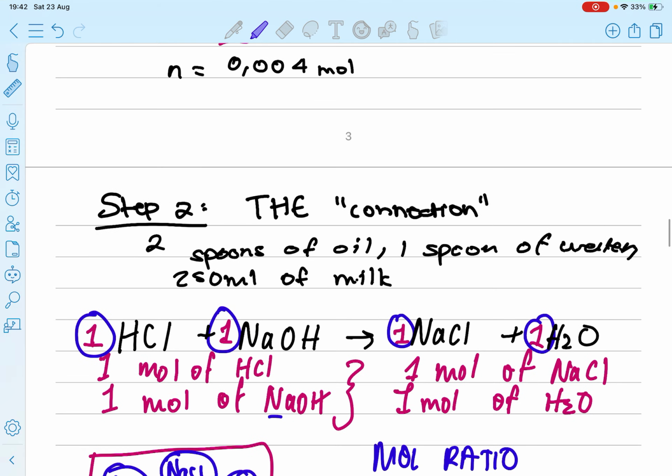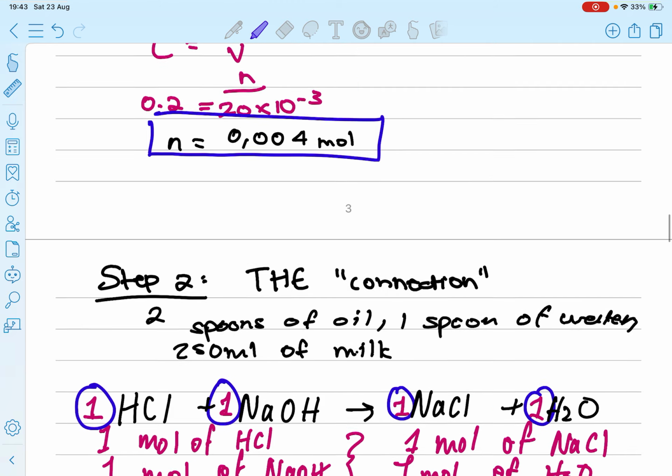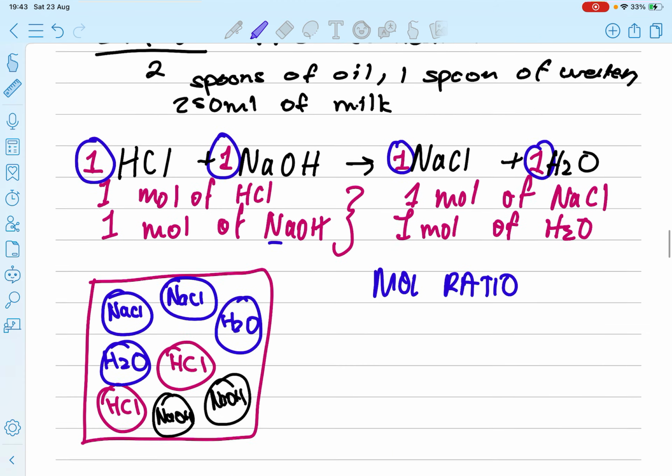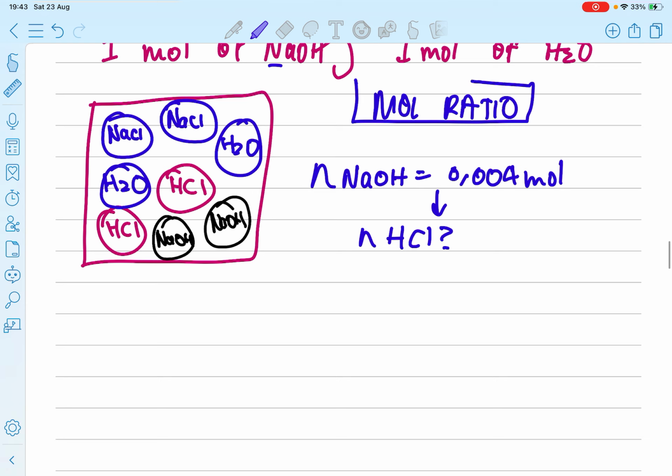Now, in this situation, we calculated that we've got 0.004 moles of HCl. So now the question would be, exactly how much is it going to react with? Here we were basically told that we have 0.004 moles of sodium hydroxide. So our question is, in this recipe, how many moles of HCl is going to react with it? That is the connection, and that is when you use mole ratio.